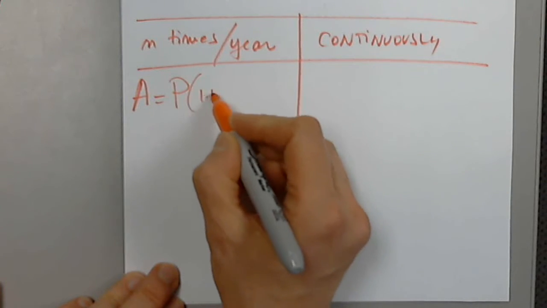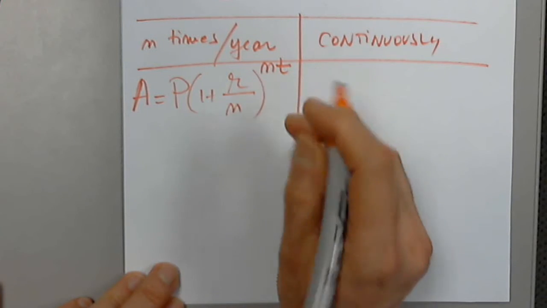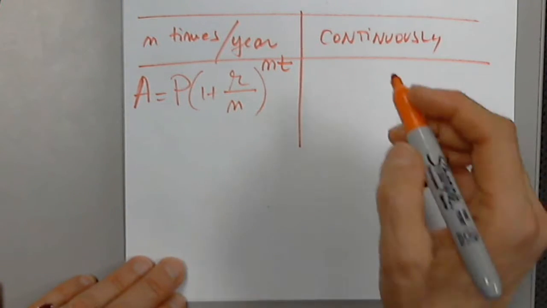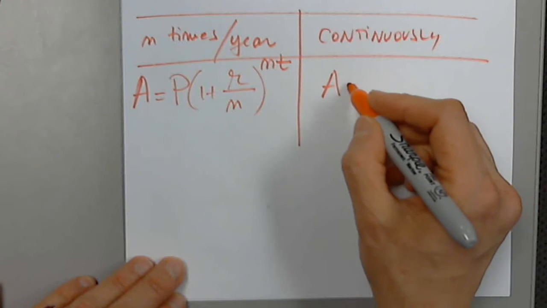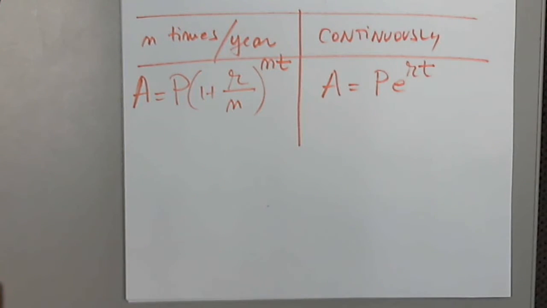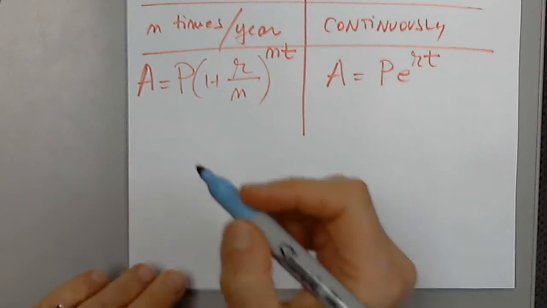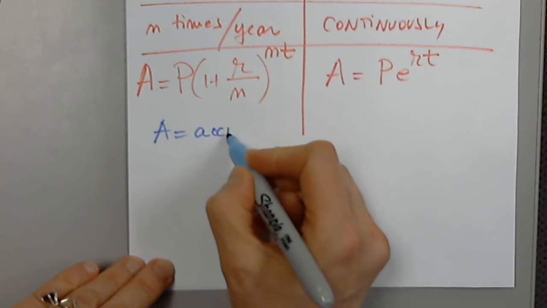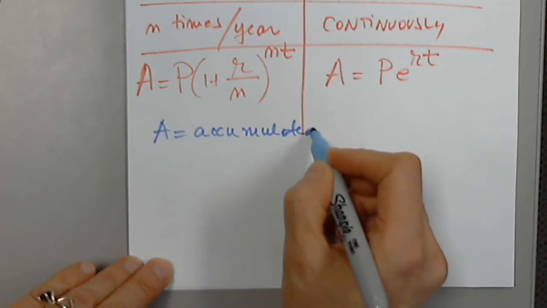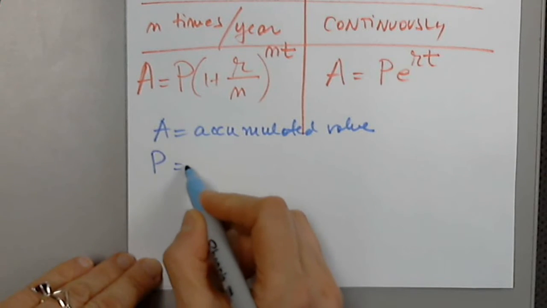A equals P, 1 plus r divided by n, everything raised to the power nt. The continuously compounded interest formula is P e raised to rt. Okay. So let's identify each and every piece. A is the accumulated value. P is the principal.